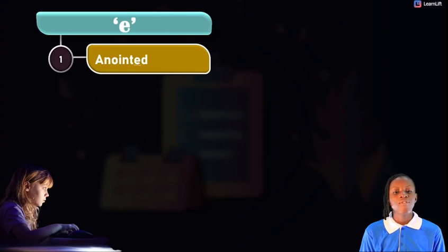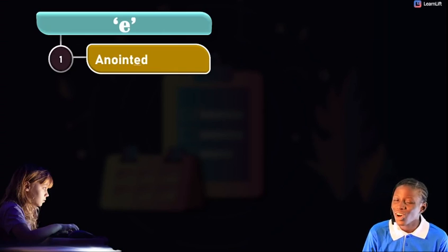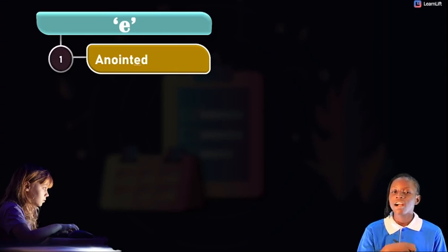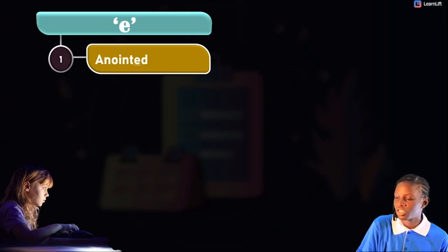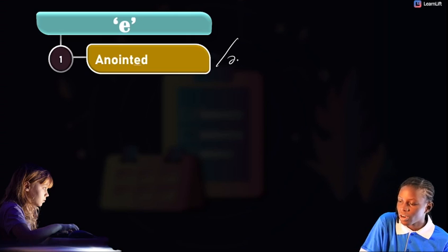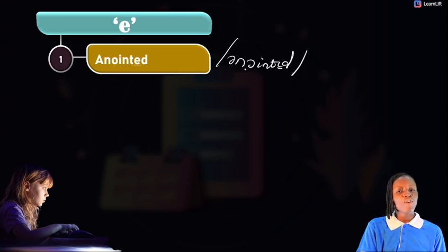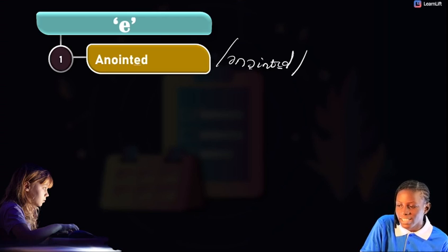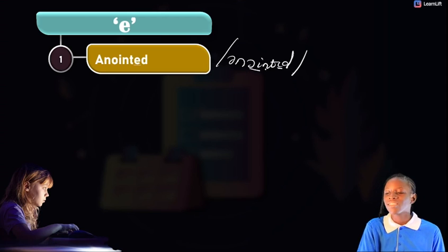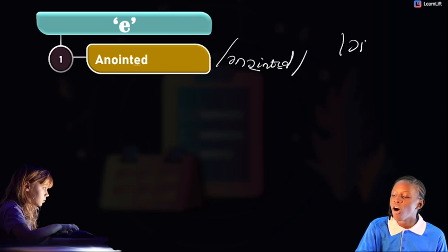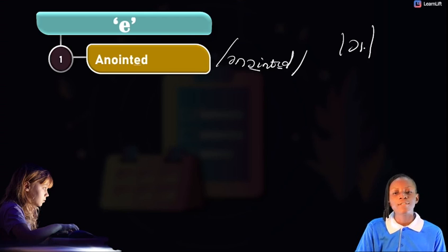We have the first one, that's anointed. Now, anointed is transcribed as this, just as it is pronounced. I have my E sound here. Now, if you're wondering what this is, that is not the E sound. That is a diphthong called oi, a diphthong, not a monophthong.